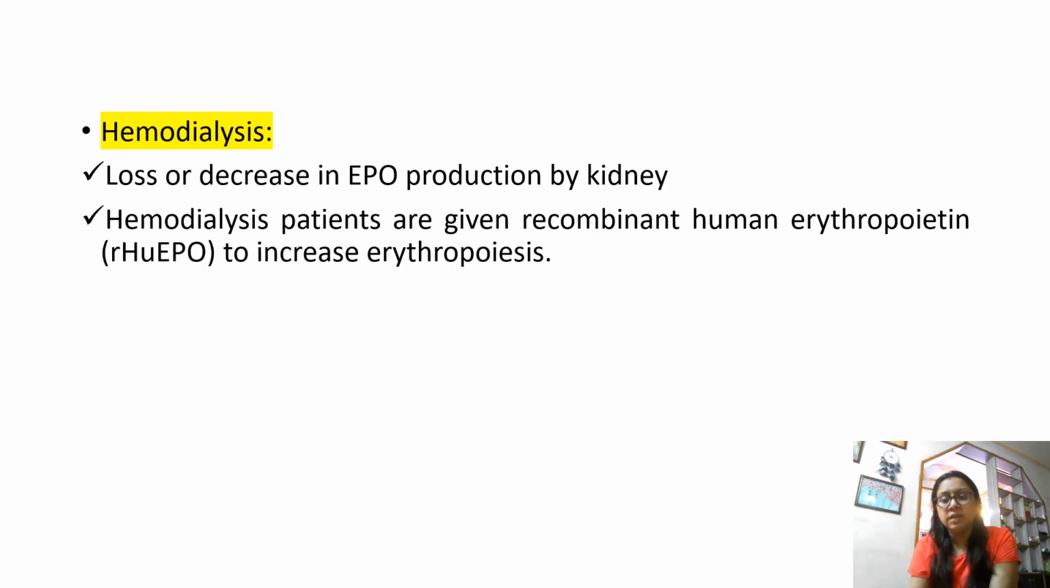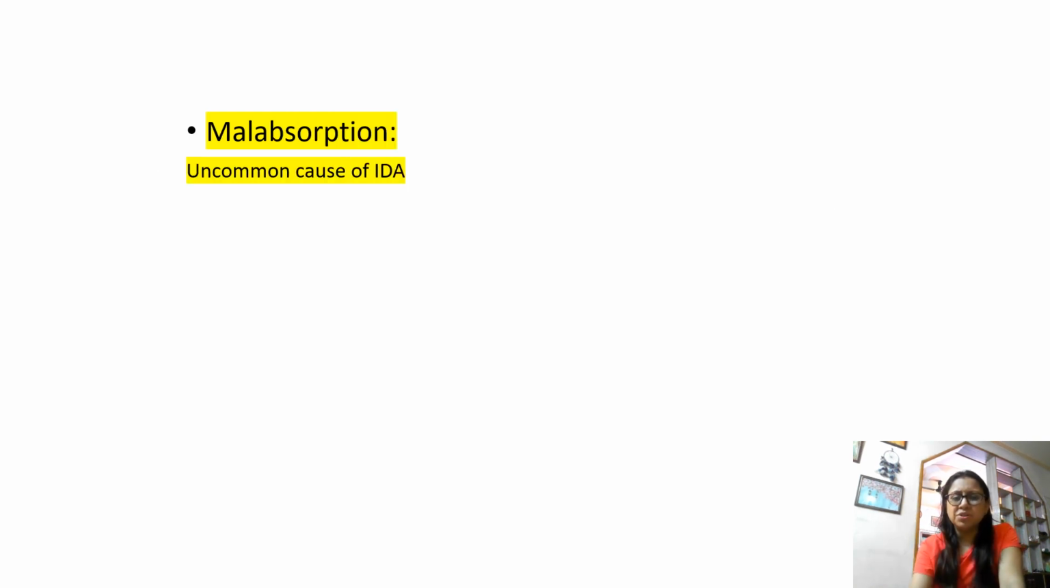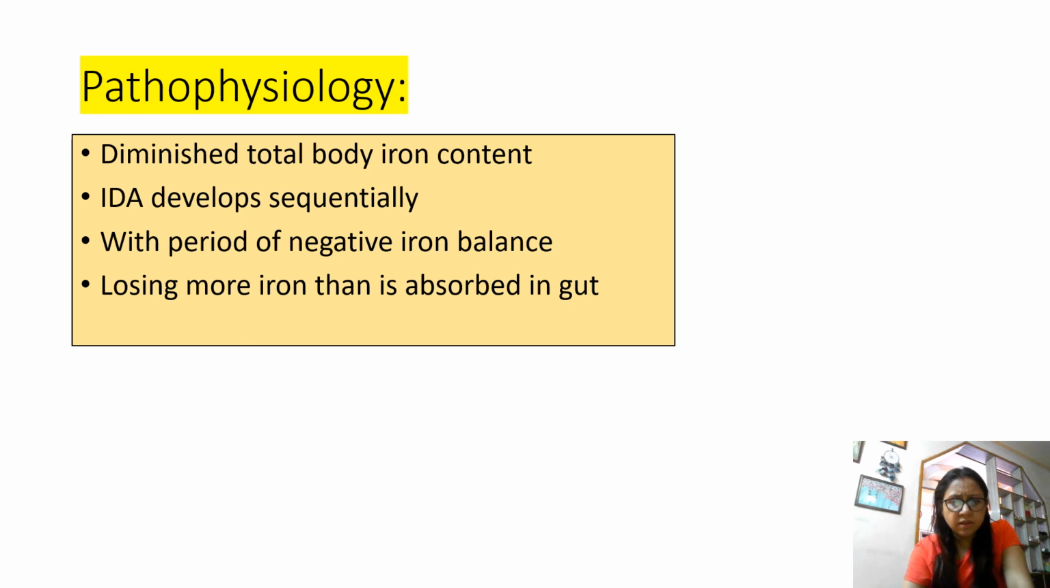Then another category is hemodialysis. What happens in patients who are on hemodialysis? There is loss or decreased production by the kidney of what? Erythropoietin hormone. Okay? So erythropoietin hormone is decreased in hemodialysis patients. So that is why we also give these patients recombinant human erythropoietin to increase erythropoiesis. Then malabsorption, it is not a usual cause of iron deficiency anemia. We'll read it in subsequent types of anemia.